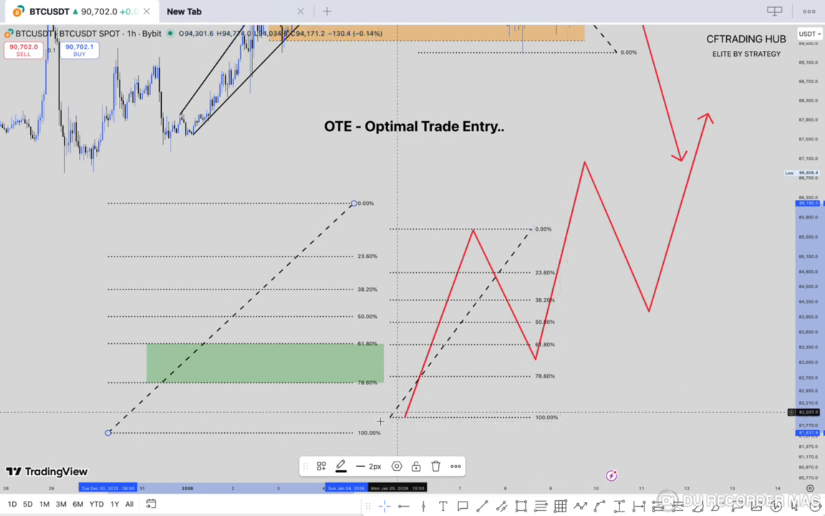And this is how you use it. You've seen how you use it. If you're in an uptrend, anchor it from your swing low to your swing high. You expect the retracement to come into between 61.80% and 78.60%, and after coming there, you expect the next impulse to start from there.